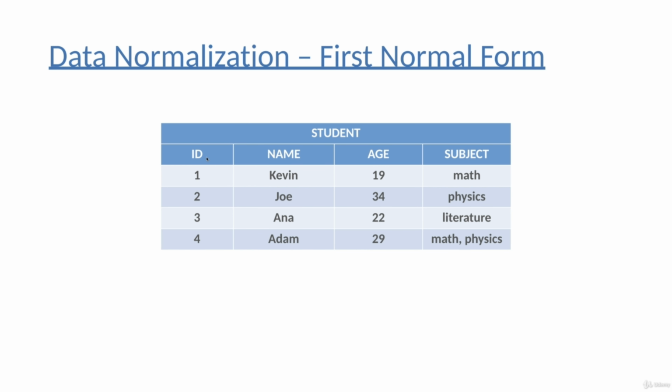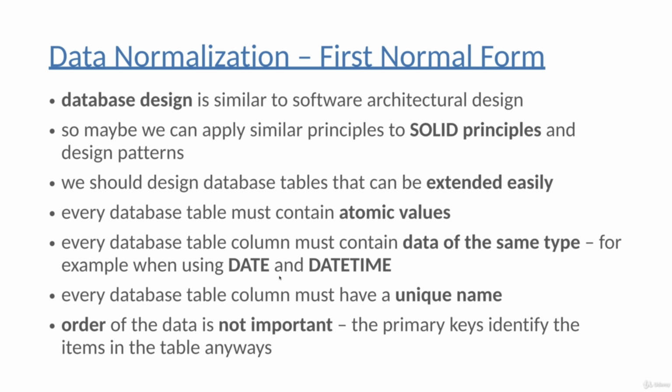So here, for example, as far as the student IDs are concerned, these are all integers. As far as the names are concerned, these are all varchars or strings. So for example, when using date and date time, we have to make sure that we are going to use date and not date time or vice versa. Okay, so every database table column must contain data of the same type.